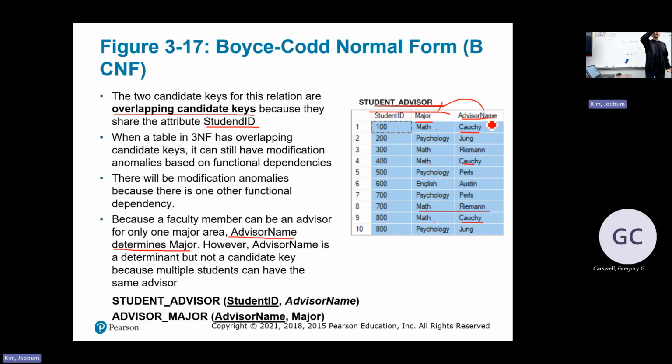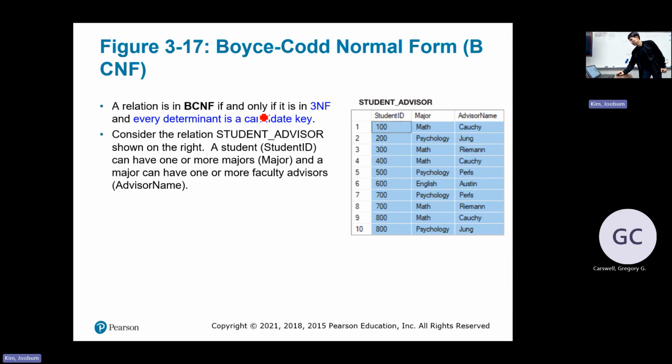Okay, so there are three determinants: student ID and major, this is one. Student ID and advisor name, this is two. And the last determinant, advisor name. Advisor name only determines the major, but is not a candidate key. But to be in BCNF, every determinant should be a candidate key. Does this relation satisfy that? No. The advisor is a determinant, not a candidate key.